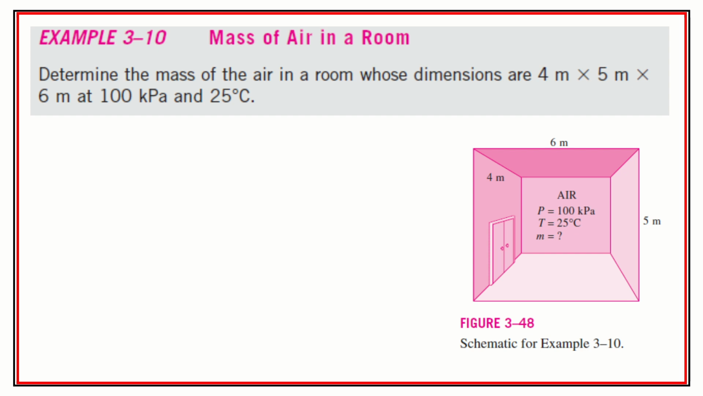Here's an example out of Cengel where we want to determine the mass of the air in a room with the dimensions of 4 by 5 by 6 in this room right here at 100 kilopascals. I'm guessing this is absolute, because that would be really high pressure to be inside of a room if this were a gauge pressure. And 25 degrees Celsius, which is pretty close to what most people use for room temperature, like 23.